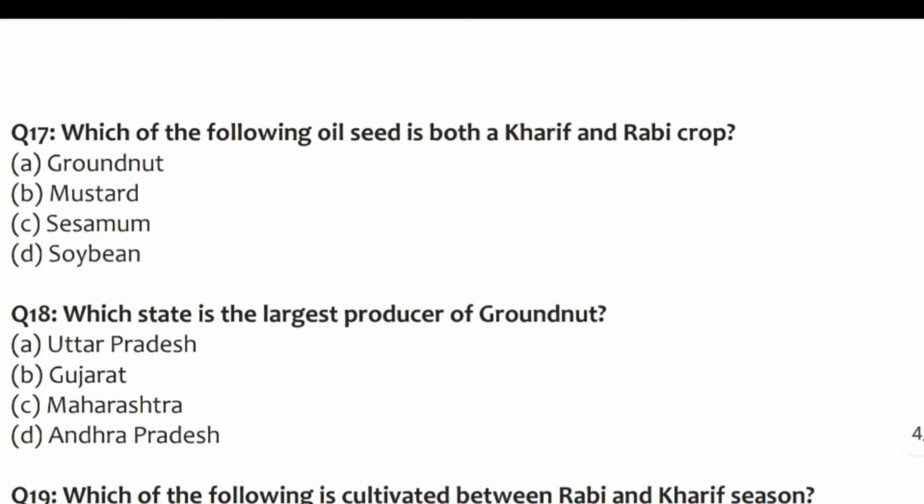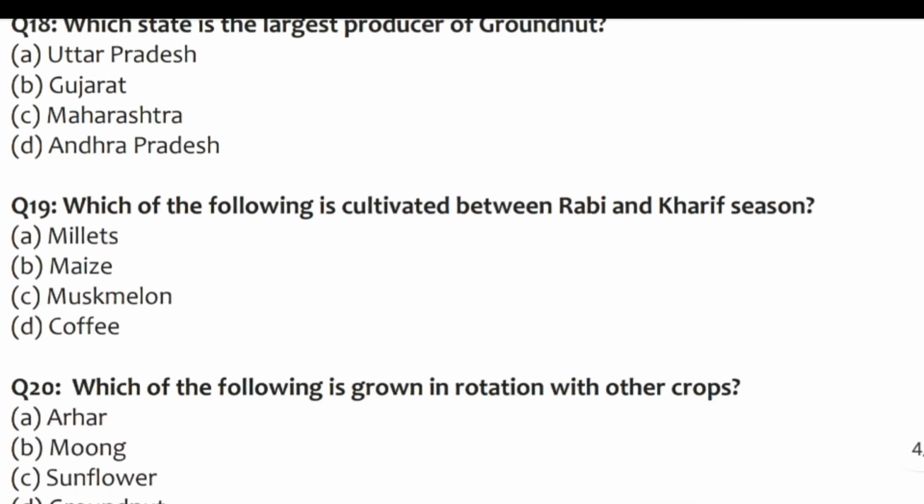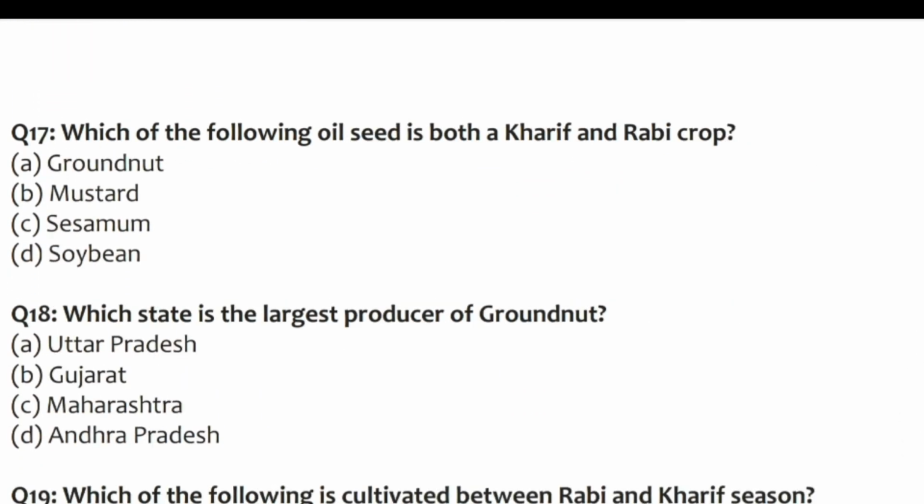17. Which of the following oil seed is both a Kharif and Rabi crop? A. Groundnut, B. Mustard, C. Sesame, D. Soya bean. 18. Which state is the largest producer of groundnut? A. Uttar Pradesh, B. Gujarat, C. Maharashtra, D. Andhra Pradesh.